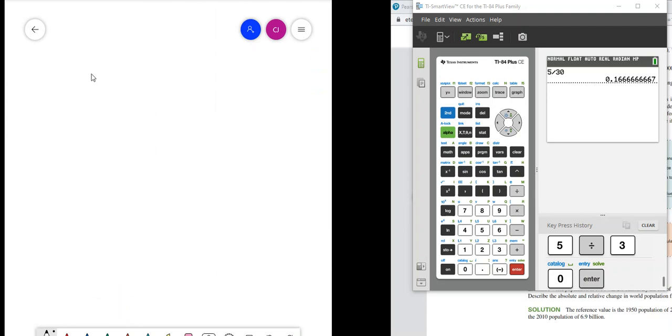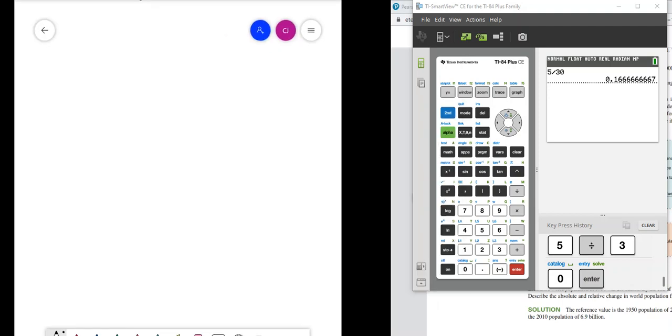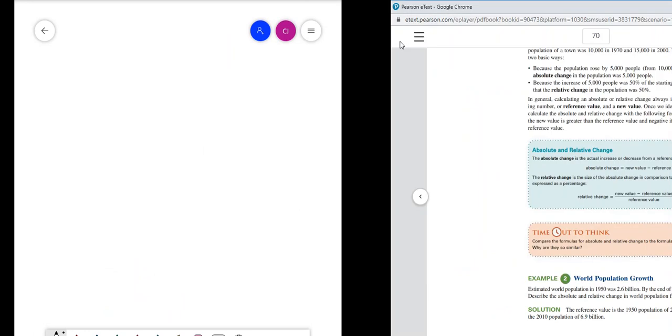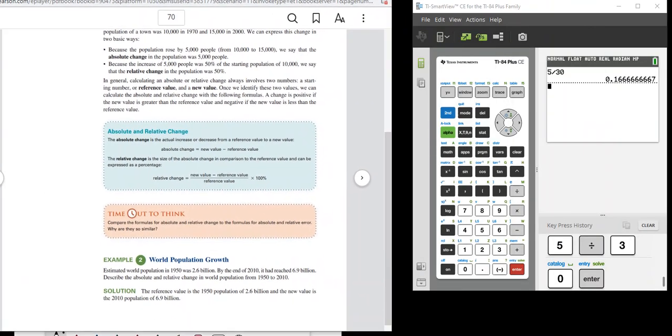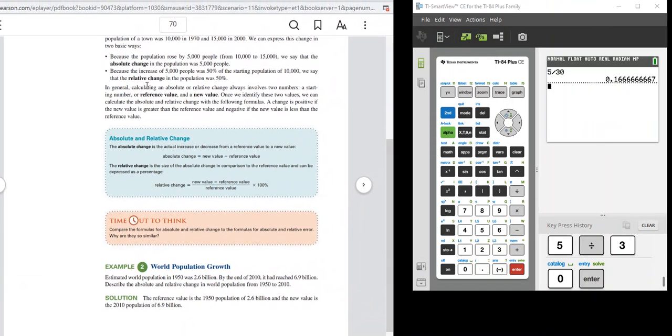Let's go back to this, bring this over here. All right. Now, let's look at this. This says relative change is new value minus reference value. So same thing, you're subtracting the two numbers, divided by the reference value, which in this case is the second number.